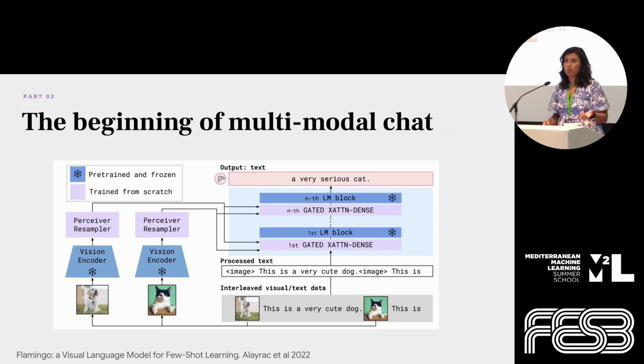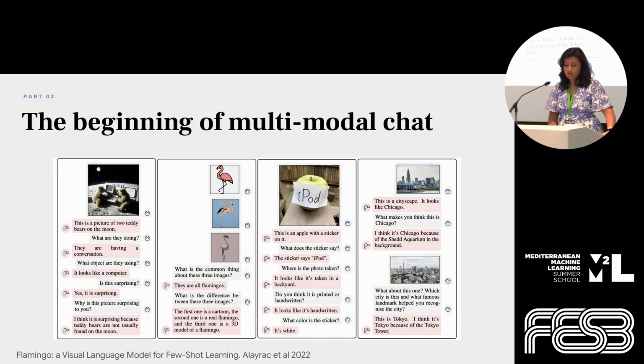Flamingo is basically the paper which made this possible by training on interleaved image text data. What that means is, you can see at the bottom here, there's an image, and then it says this is a very cute dog, this is a cat, etc. And so if you train on a lot of interleaved image text datasets like this, you basically enable the few-shot capability of the model. So yeah, this was kind of important. Just more examples to show how that worked.